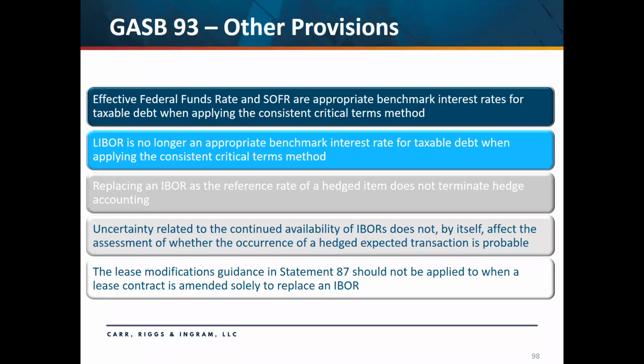Uncertainty related to the continued availability of IBORs does not by itself affect the assessment of whether the occurrence of a hedged expected transaction is probable. And if there's a lease modification because of this, that's not going to be considered in 87. So the lease modifications guidance in 87 should not be applied when a lease contract is amended solely to replace an IBOR.